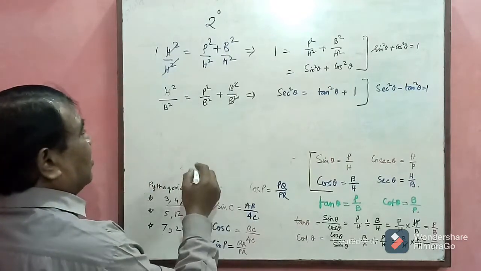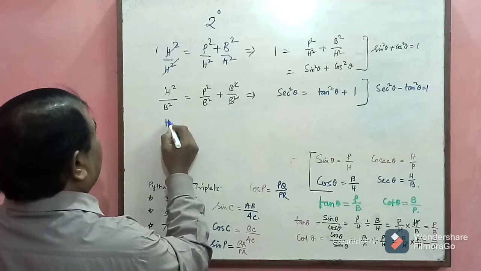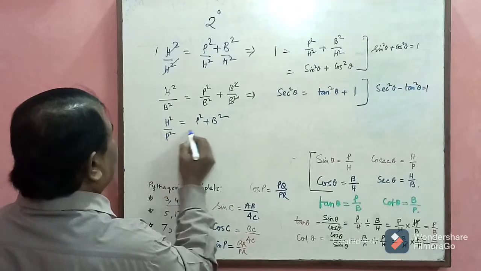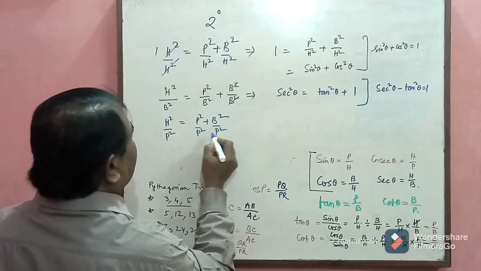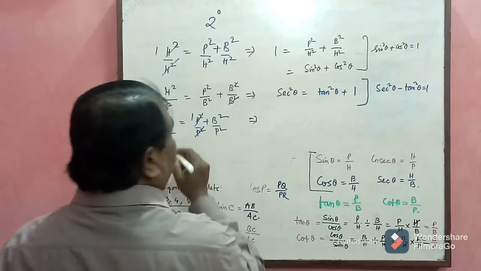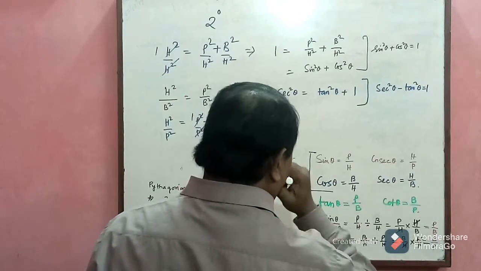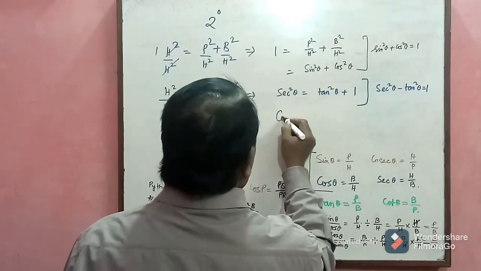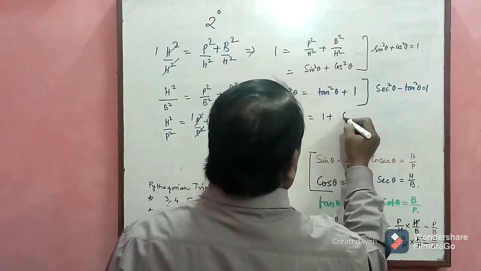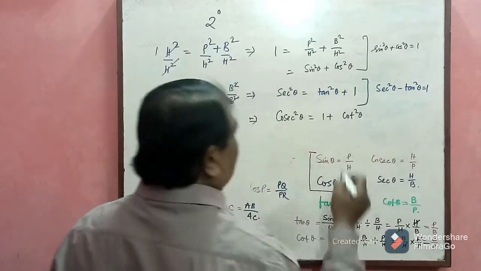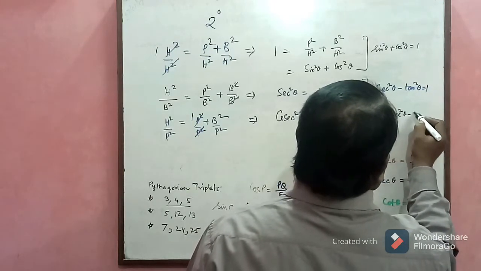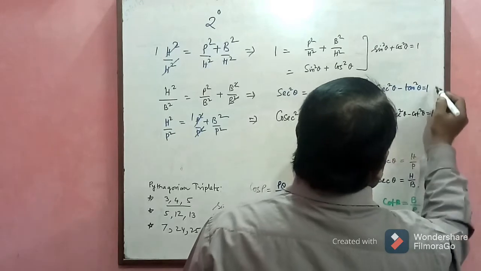Again, we have h square is equal to p square plus b square. Now we will divide by p square. This will cancel out 1. Now this will be h upon p. H upon p is your cosec theta, so cosec square theta is equal to 1 plus b upon p, cot square theta. So this will give me cosec square theta minus cot square theta is equal to 1.